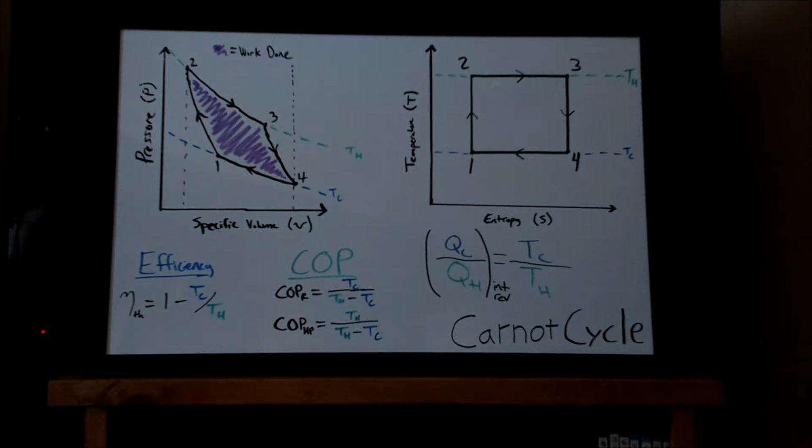If you were to reverse the directions of the arrows on this diagram, instead of having a power cycle, you would have a refrigerator or a heat pump, where there's actually a net amount of work being done on the cycle.